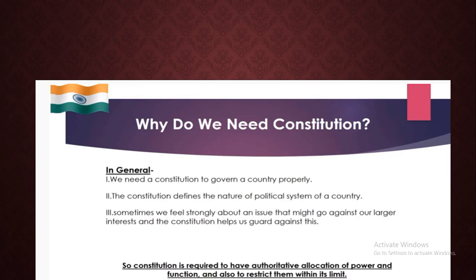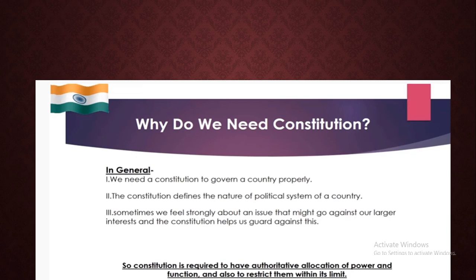Alright, so I hope after watching that video you've understood the ideals which the Constitution of India seeks to achieve. And therefore, we come to a very important question. Why do we need a Constitution? In general, we need a Constitution to govern a country properly. If there was no constitution, there would be chaos, there would be conflicts. But because we have a constitution, we have law and order. Everything in the country is in harmony because of the constitution.